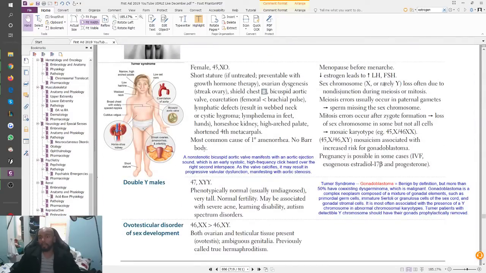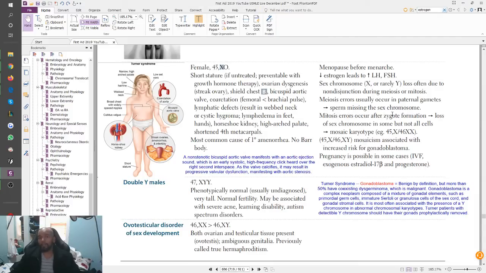Sex chromosome, either X or rarely Y, loss often due to non-disjunction during meiosis or mitosis. Meiosis errors usually occur in paternal gametes, right? So something went wrong with the father's sperm, and the sperm is going to be missing the sex chromosome, so the sperm came empty. So this girl is born straight from the mother's X.